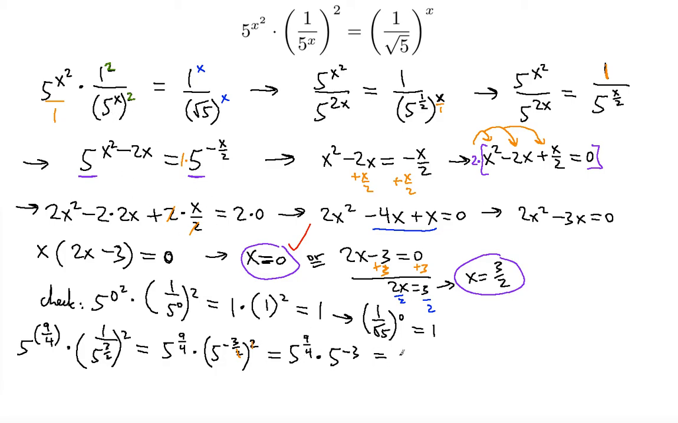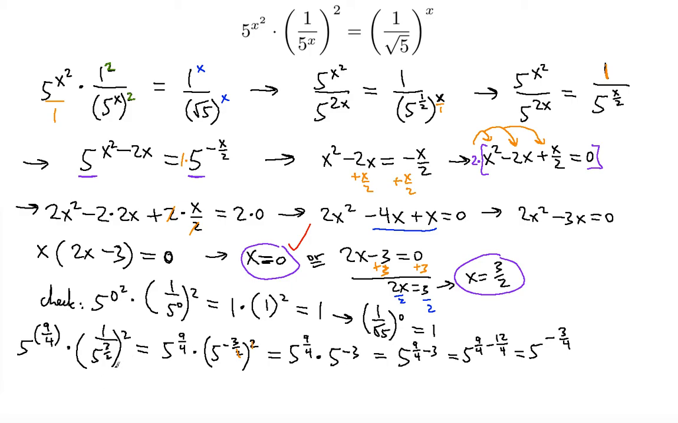So that means it's going to be 5 raised to the sum of the exponents: 9 over 4 minus 3. So that's equal to 9 over 4 minus... now what is the LCD? The LCD is 4. So essentially 3 is multiplied by 4 over 4, which is 12 over 4. As a result, this is equal to 5 to the minus 3 over 4. So this is what we should be getting on the right side in order for this to be called a solution as well, besides the one we found.